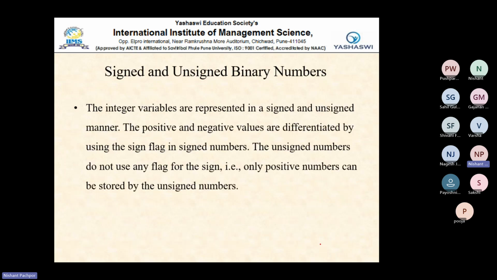Again we go for, there are 2 types of numbers. One is signed numbers and the second one is unsigned binary numbers. Signed numbers means the number value can be negative or positive. Either both signs are possible, either it is a positive number or that number will be a negative number. So that is a signed number. Unsigned numbers means it is only positive numbers. So the integer variables are represented in a signed and unsigned manner. The positive numbers and negative values are differentiated by using a sign flag.